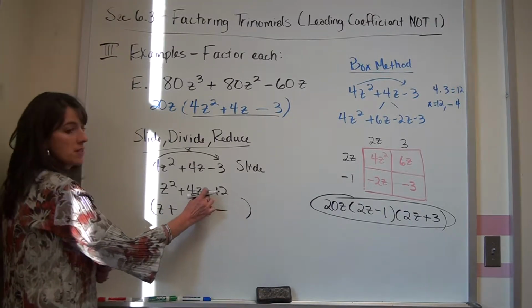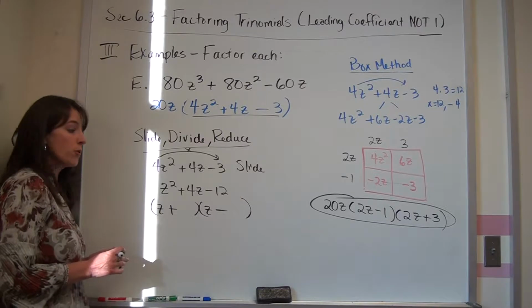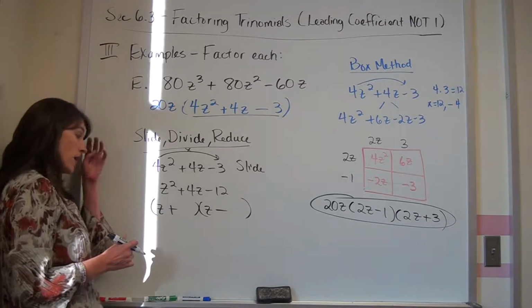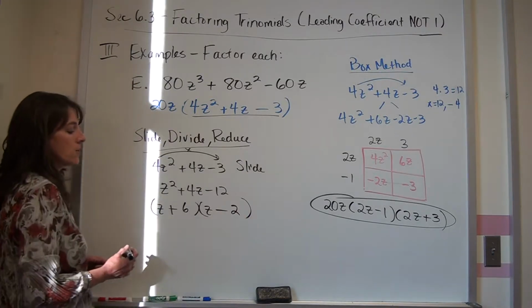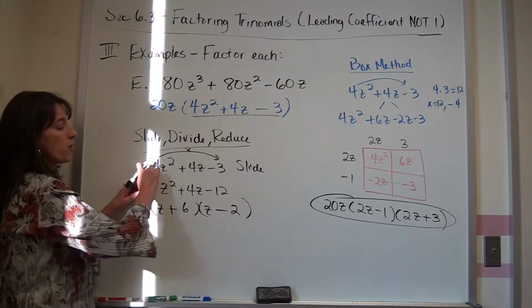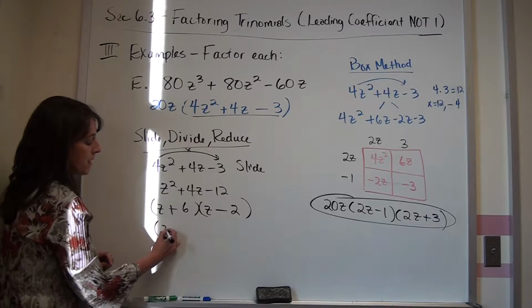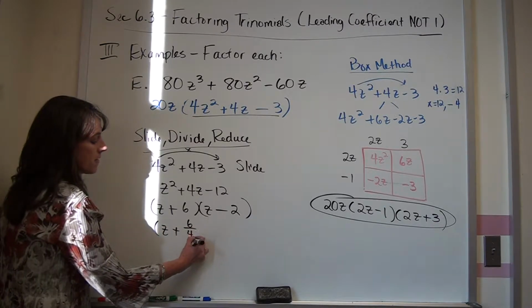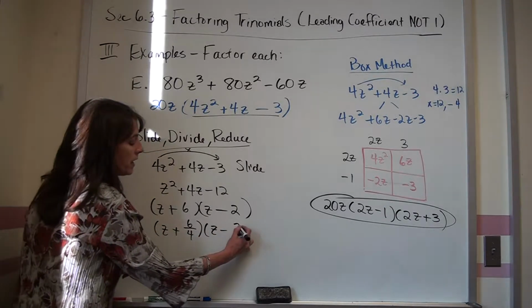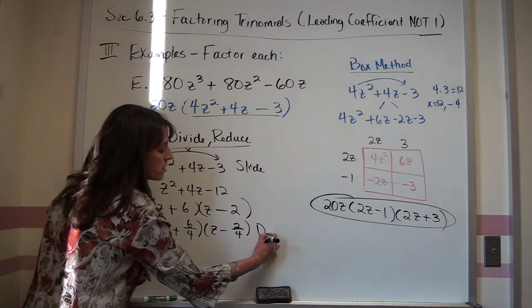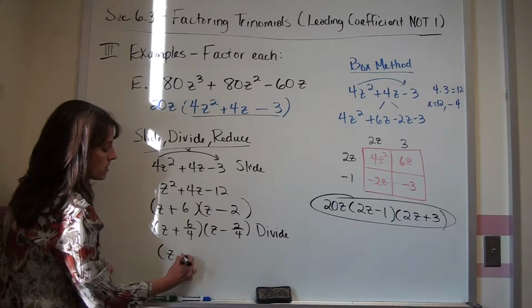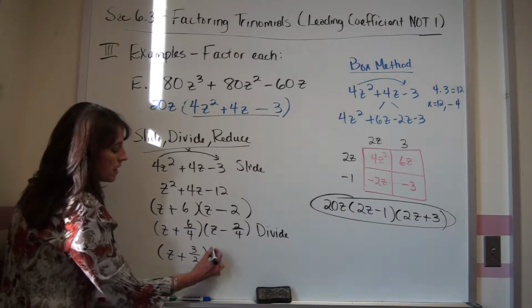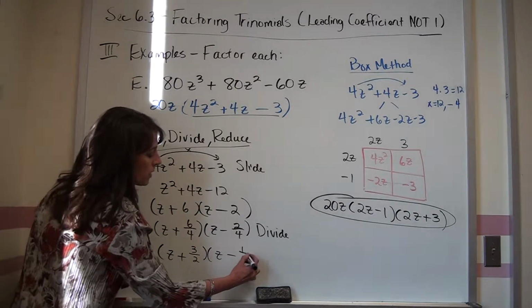Different signs because of this sign here. Two numbers that will multiply for 12 and subtract to be a 4 will be a 6 and a 2. 6 here, 2 here. Now I'm going to take that 4 that I multiplied out and divide it back in. 6 divided by 4 and 2 divided by 4. There's the division. And remember, it's slide, divide, and reduce. I need to reduce this fraction to 3/2 and this fraction to 1/2.